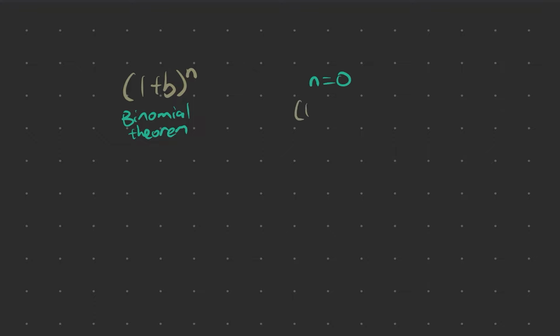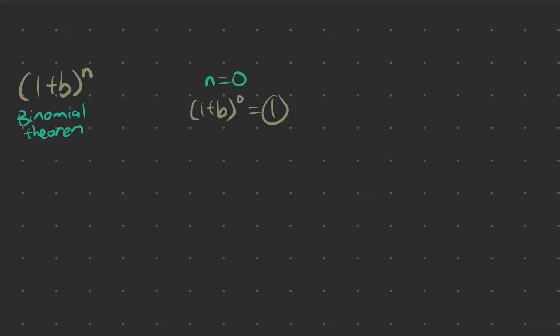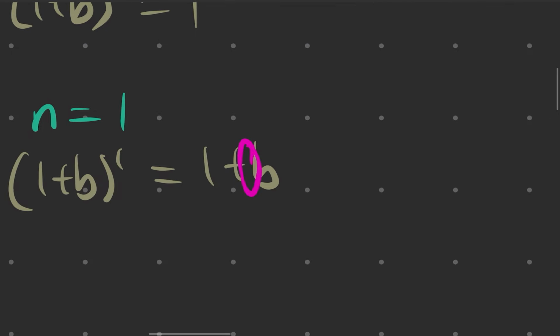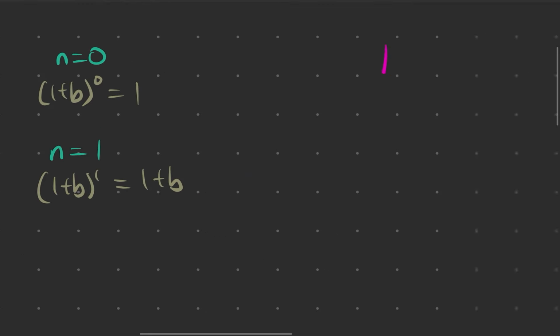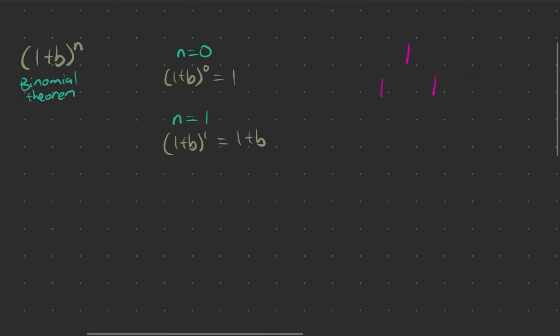So we know that basically anything to the power of 0 is just 1. So our answer here, I'm just going to write it over here. Then for our next one, I'm going to do n equals 1. So (1 + b)^1 equals 1 + b. Now I want you to look at the coefficient of b. The coefficient of b is just 1, and the constant is 1. So I'm going to write my answer here as 1, 1. That's my second column, yeah?